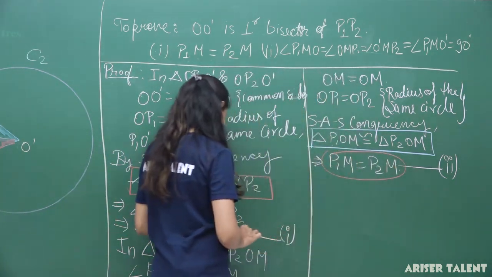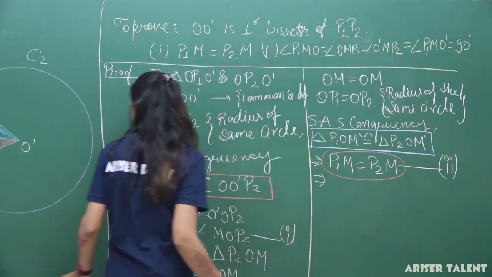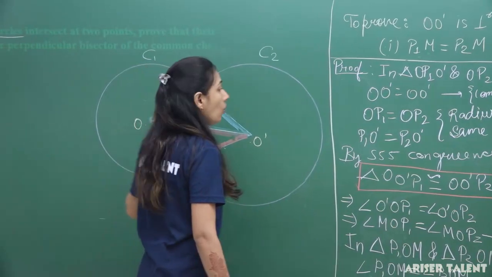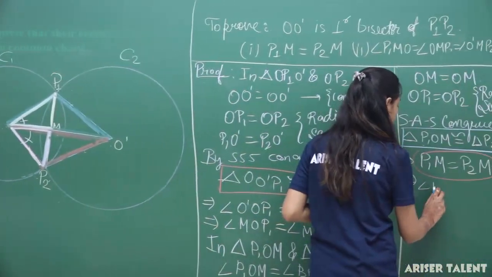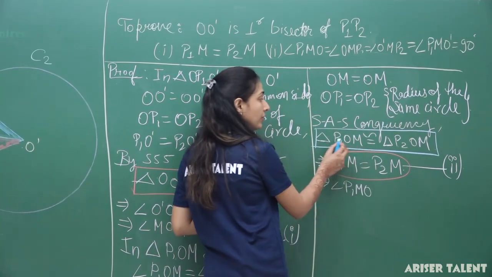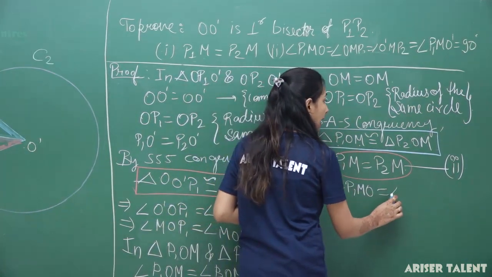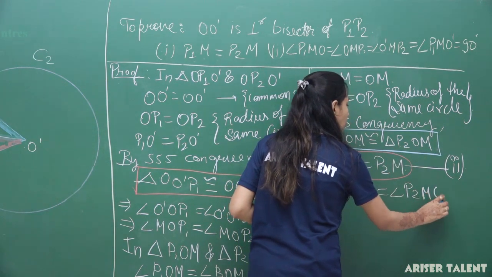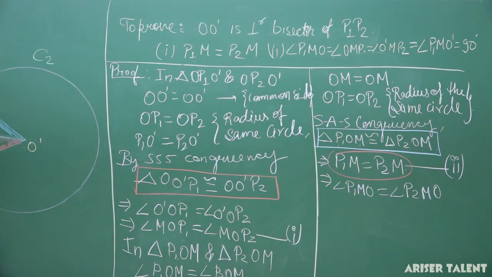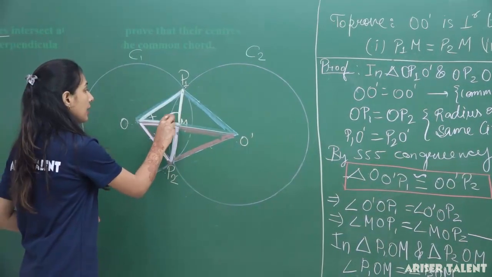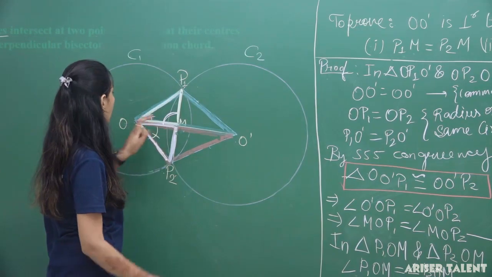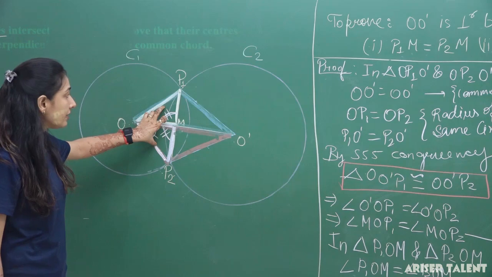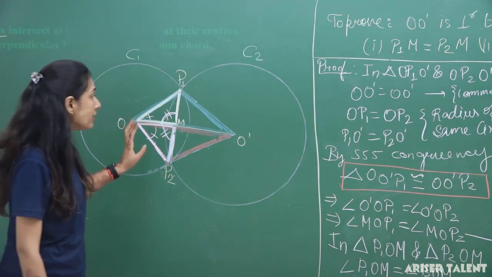Now again, talking about angle P1MO, angle P1MO will be equal to angle P2MO. Now look at here, P1MO is this angle and this angle is equal to P2MO, which is this angle. That means these two angles are equal. From this congruency, these two angles are equal.